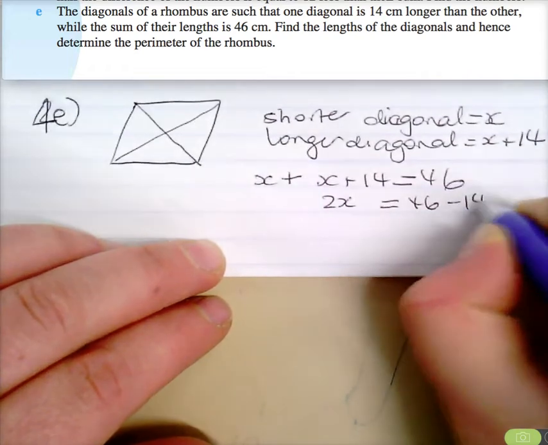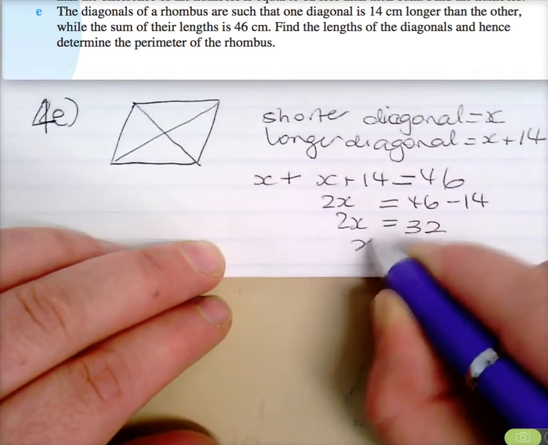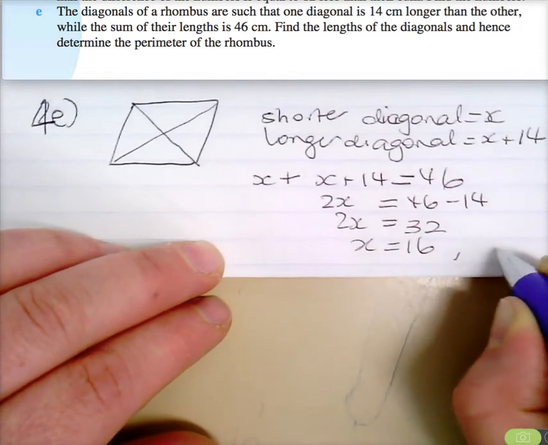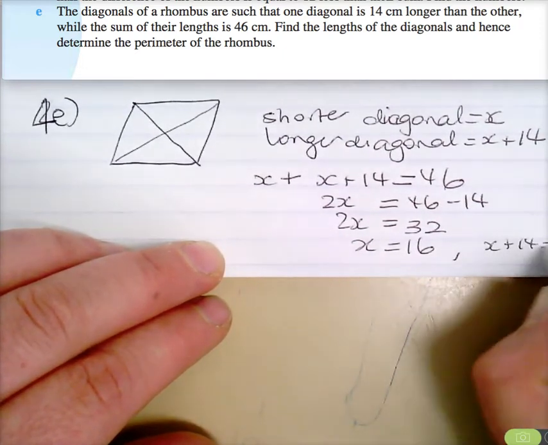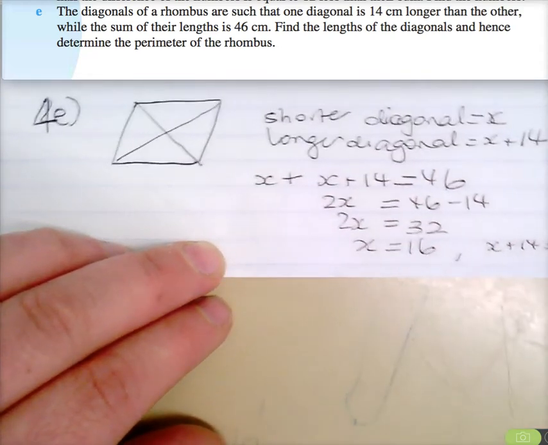2x is what? 46 minus 14. 2x is 32. X is 16. Therefore, x plus 14 happens to be 30. And it works.